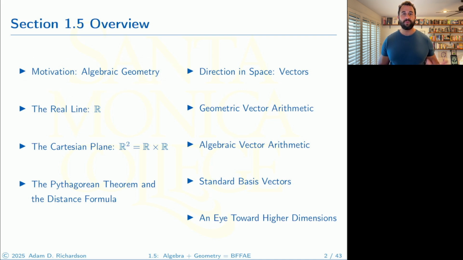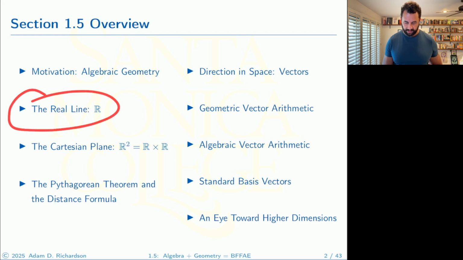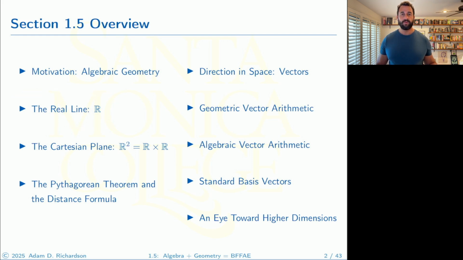Then we're going to talk about the real line again. We discussed it earlier back in section 1.2. We're going to talk about it again today. Then we're going to talk about the Cartesian plane, which is just like the XY plane that you know from the past. We're going to talk about the Pythagorean theorem and the distance formula, and we're going to see how they are essentially one and the same.